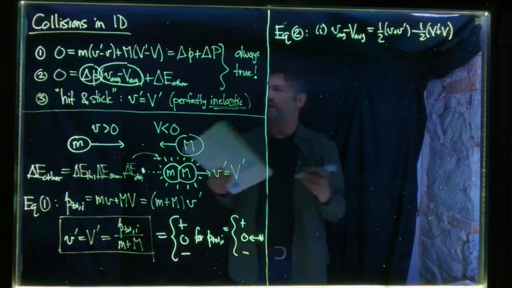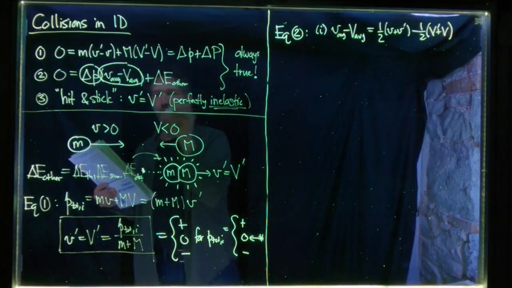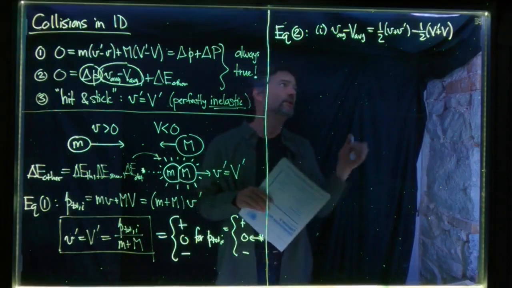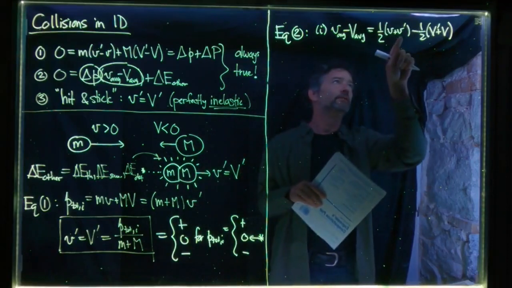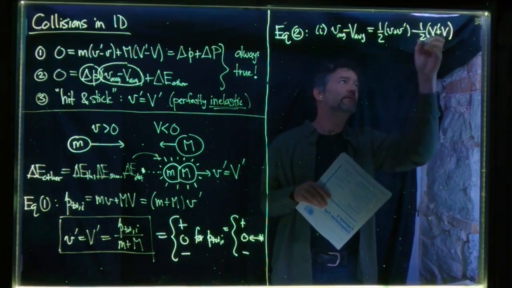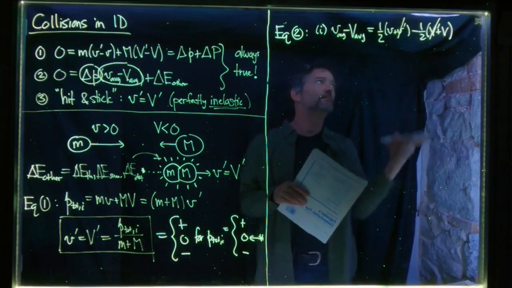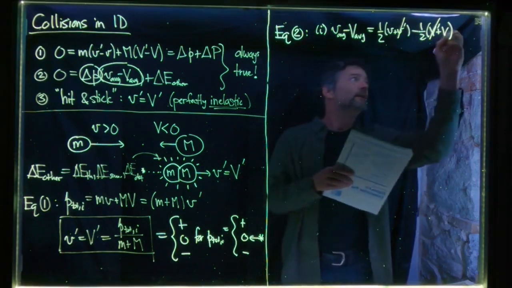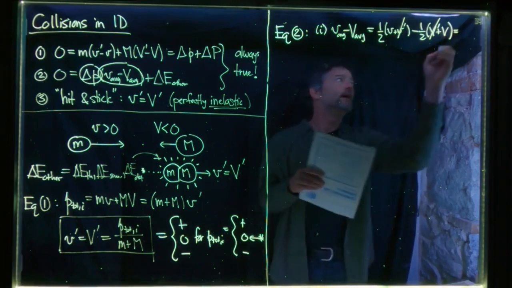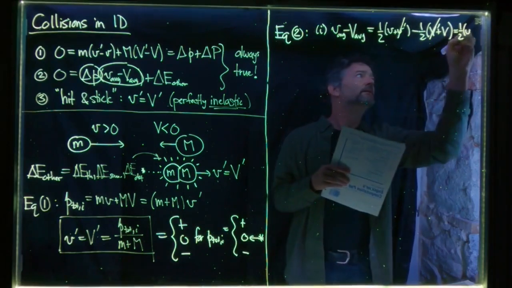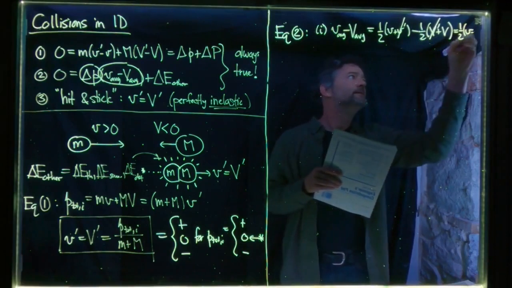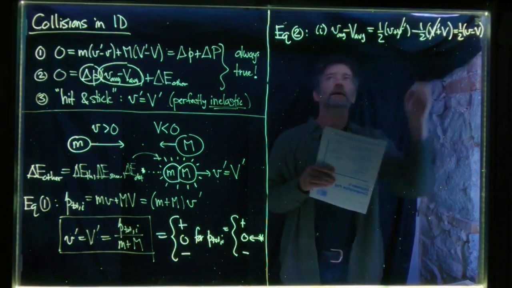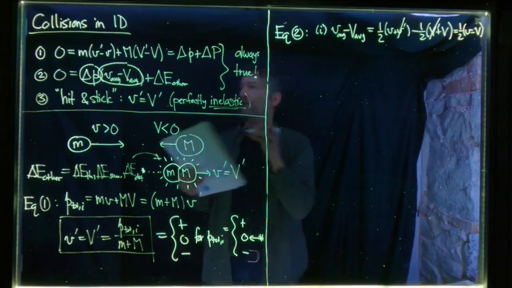Okay? But then our hit and stick condition is that those two final velocities are equal to each other. So here we have a positive little v prime, there's a negative big V prime. So those things cancel out. And so what we get is 1/2 little v minus big V. Okay, so that's an important result. So now we know what this term is.